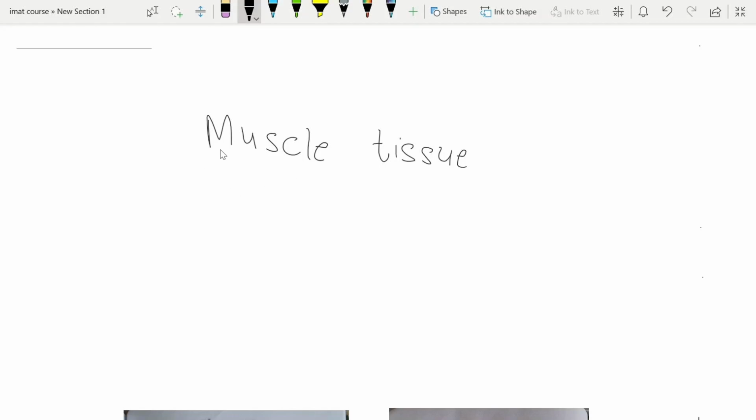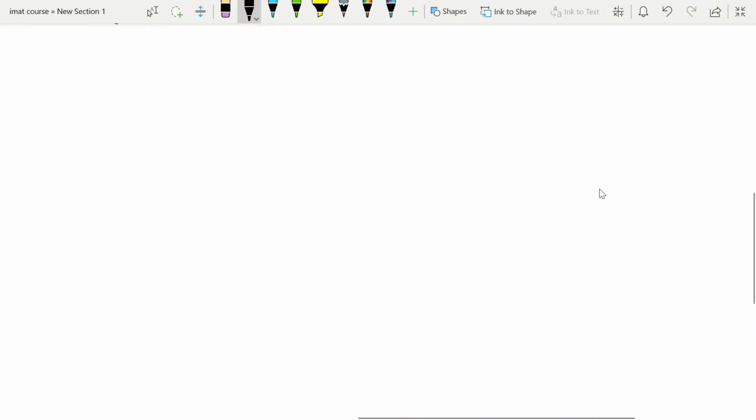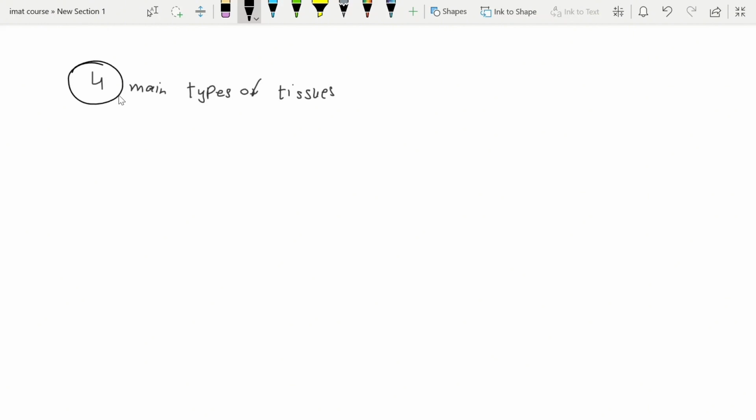In today's class, we'll talk about the types of tissue, but more importantly, muscle tissue. So, before discussing muscle tissue, let's talk about the four main types of tissue. Your body has different types of tissue and it's categorized into four different types. The first and the most profoundly found in your body is called the epithelial tissue.